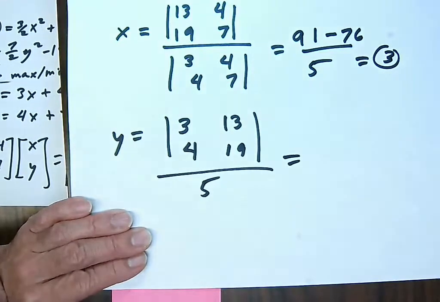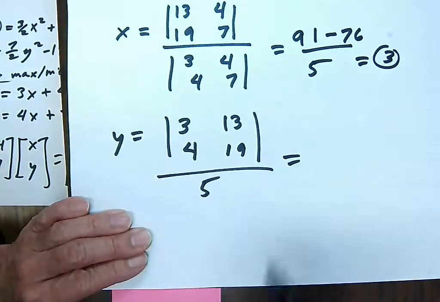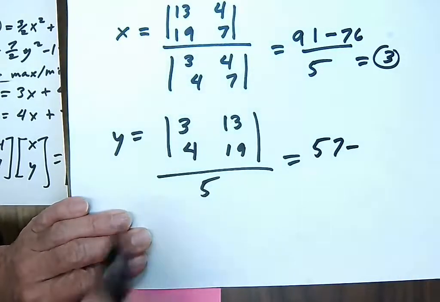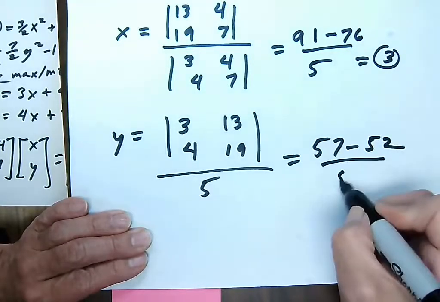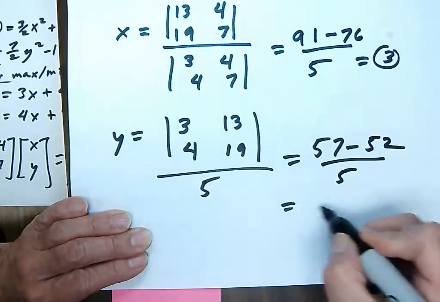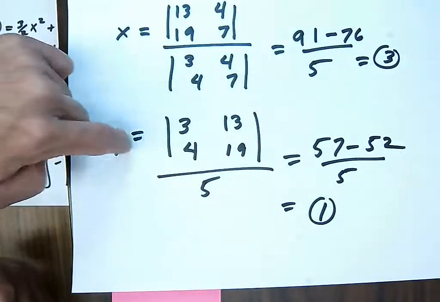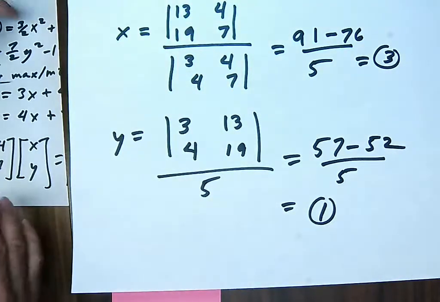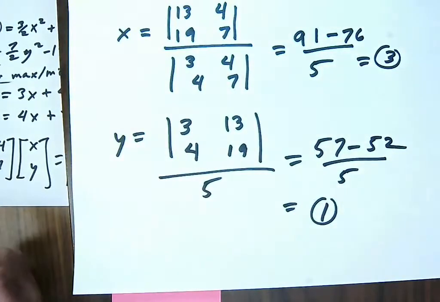So when we solve this, it comes out to be 3 times 19 in the numerator, which is 57, minus 4 times 13, which comes out to be 52, all divided by 5, and that comes out to be the number 1. So we now have a critical value of x and a critical value of y, and if you were to put that back into the objective function, you would get a stationary value of z, and our stationary point on this function would consist of the coordinates x0, y0, and z0.